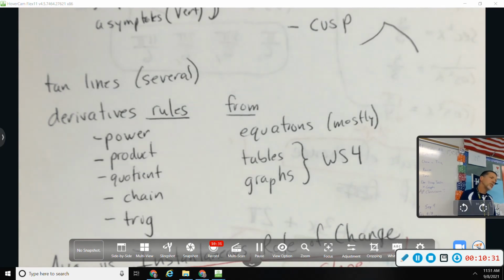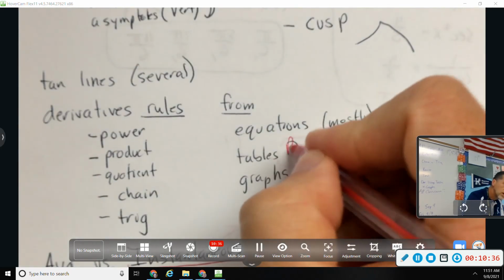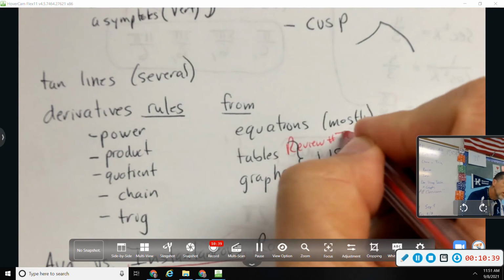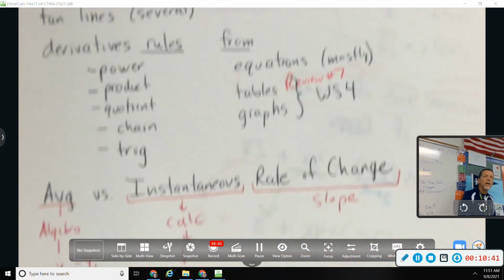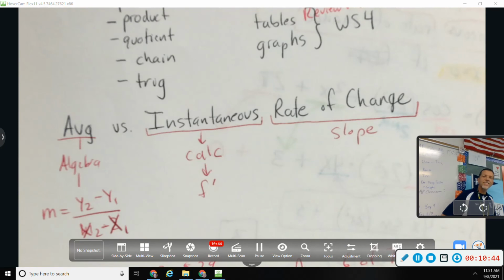There's a table question on the review though, so number 7 would kind of cover that idea. And then lastly, the idea of average versus instantaneous rate of change. Rate of change means slope, but average rate of change means algebra slope, good old algebra 1 stuff. Instantaneous rate of change means we're doing calculus, we're taking a derivative. So be careful about average versus instantaneous rate of change. AROC versus IROC.